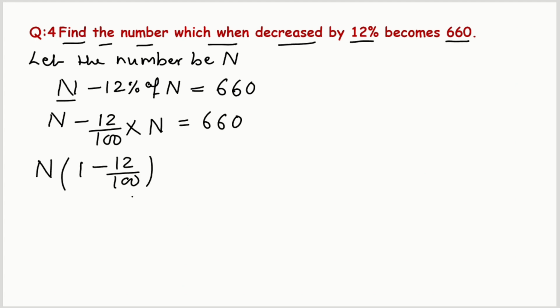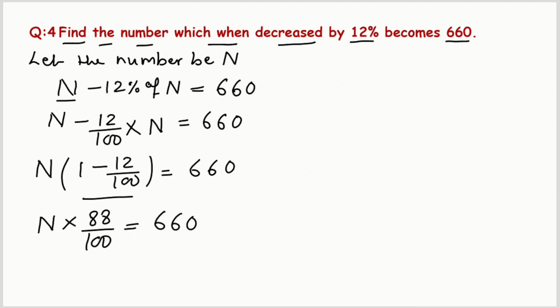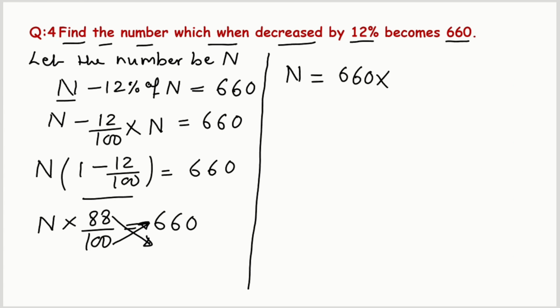This is a subtraction of fractions which I have already covered in my previous videos. Please go and check if you need any assistance. After solving this, we will get 88 over 100 equals 660. Now transpose this number to the other side. So 100 will go in the numerator and 88 will go in the denominator by using the cross multiplication method. So n equals 660 times 100 over 88.